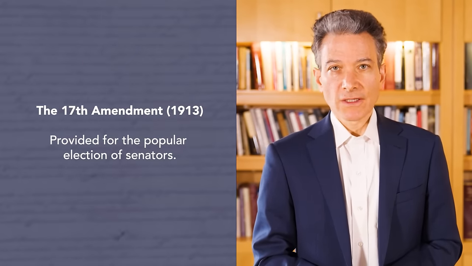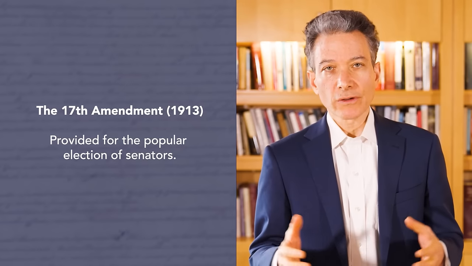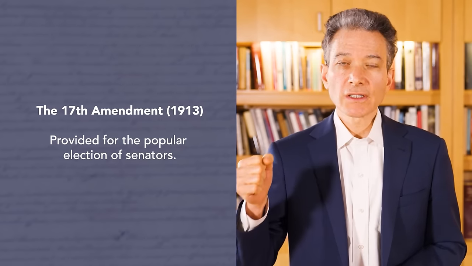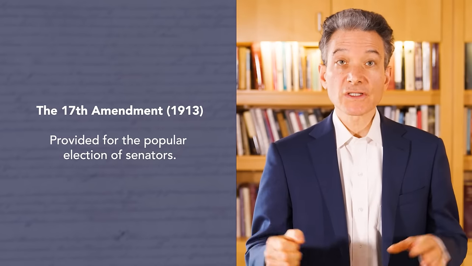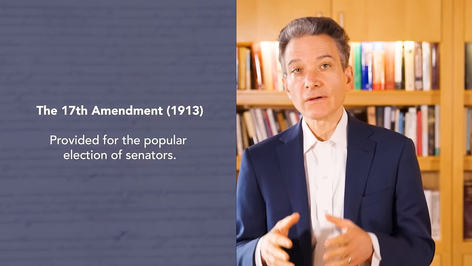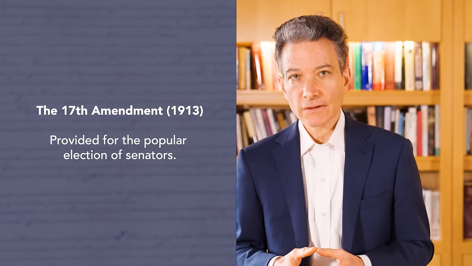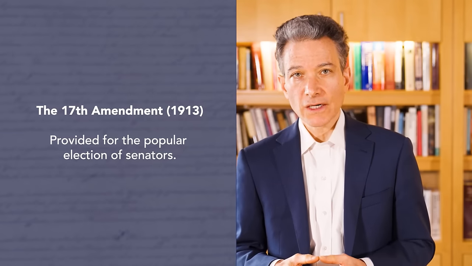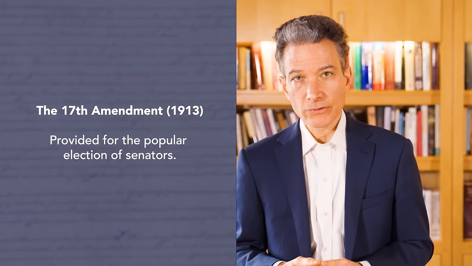Then we come to the 17th Amendment, which changed a very important structural feature of the original Constitution. The original Constitution gave the power to choose U.S. senators to state legislatures. The 17th Amendment gave that power directly to voters in each state and gives us the system we have today, where voters select their senators through a popular vote.